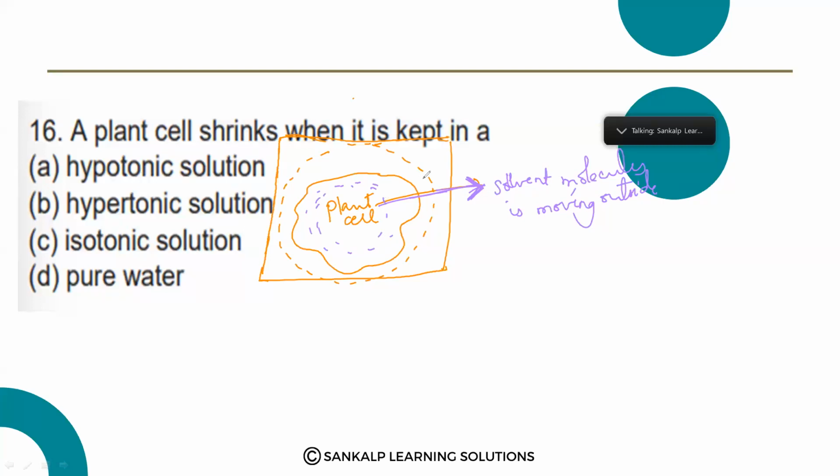If it starts moving outside, what will happen? The cell will shrink. The cell will start to shrink. So less amount of water will be there, right? Because the cell shrinks when less amount of water is present.